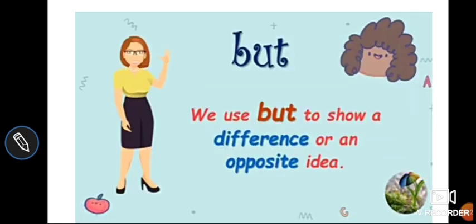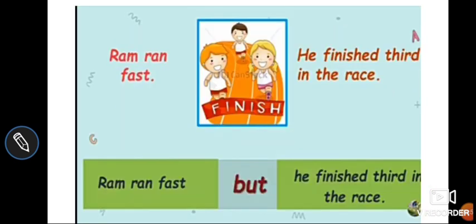When do you use but as conjunction? We use but to show a difference or an opposite idea. Now we can use but when you want to show some differences between two things or two words or the opposite nature or idea of those two sentences or words. Let's look into these examples.